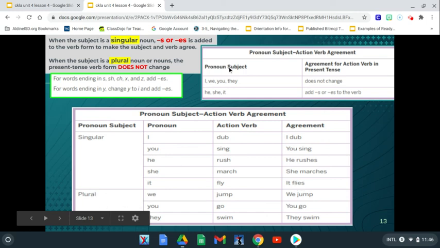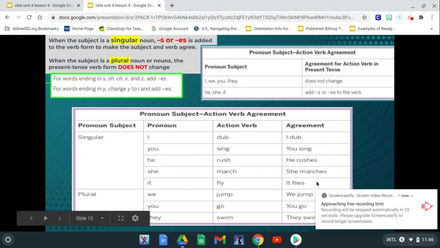For plural, here on this part you do not change. We jump. And you, again, you go. And they is one of those pronouns where you do not change the verb. So it says they swim, boys and girls. And again, for words ending in S, SH, CH, X, and Z, you add an ES. For example, in marches, you add an ES. And for words ending in Y, you change the Y to an I. For example, flies. Okay, boys and girls, great. So let's stop right here, and we're going to continue on with our lesson in the next video.